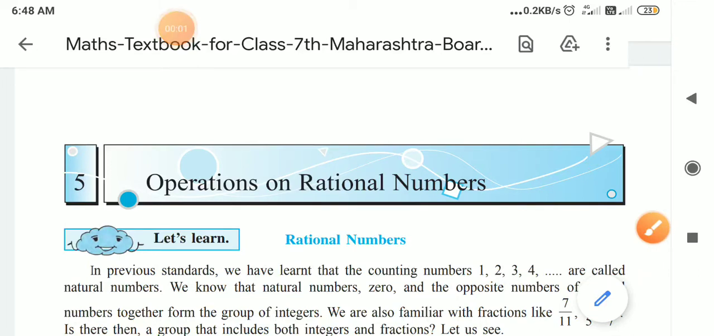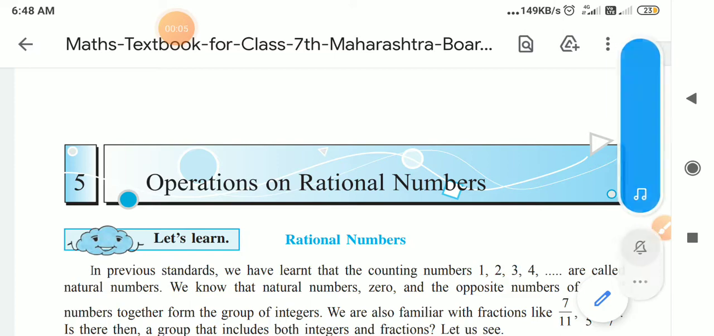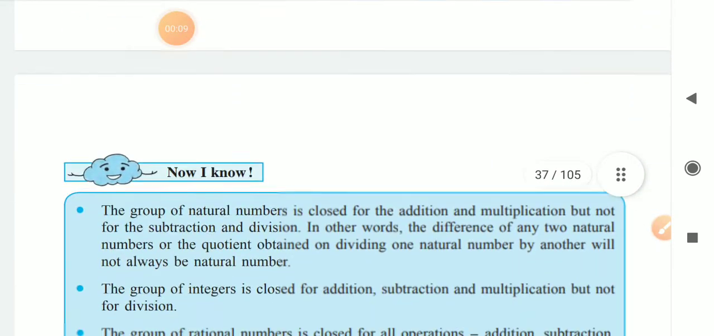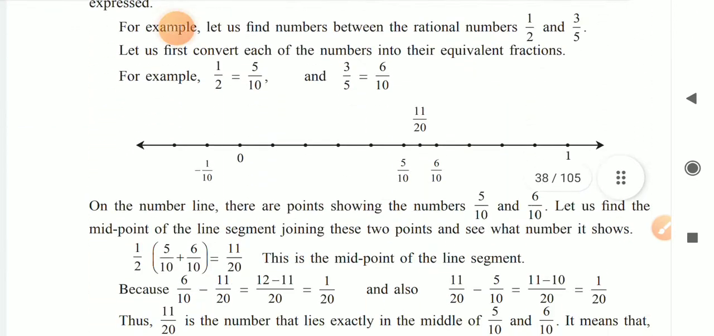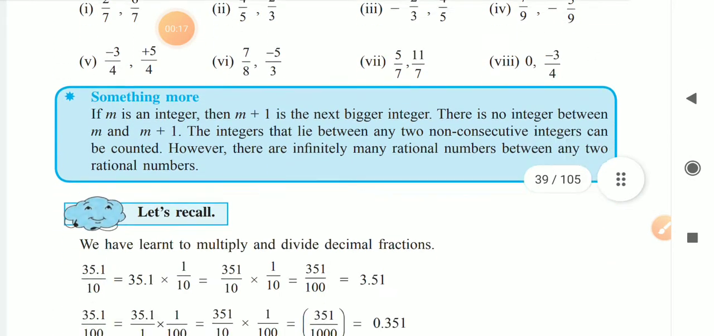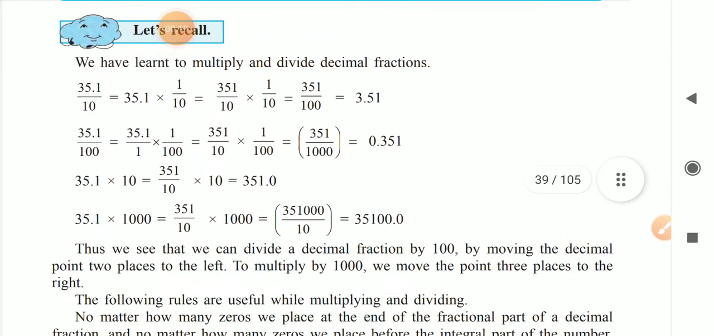Hello children. Lesson number 5, Operation on Rational Numbers. Under this lesson today we will see how to use the BODMAS rule, or the rules of simplifying an expression, that we are going to see now.